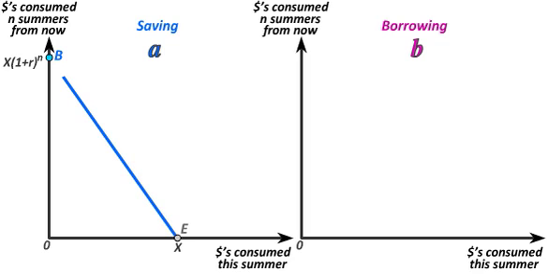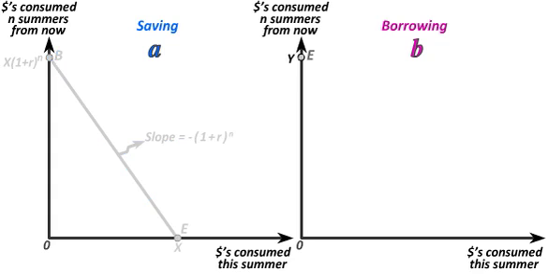Or you could do something in between, consume some of your X dollars and save the rest, ending up somewhere on the intertemporal budget constraint that connects points B and E in the graph. The slope of this intertemporal budget constraint is minus X times 1 plus R to the nth power divided by X, or just minus 1 plus R to the nth power. This implies that the opportunity cost of consuming $1 now is that you're giving up 1 plus R to the nth power in consumption n summers from now.